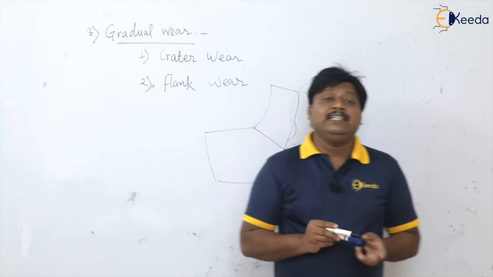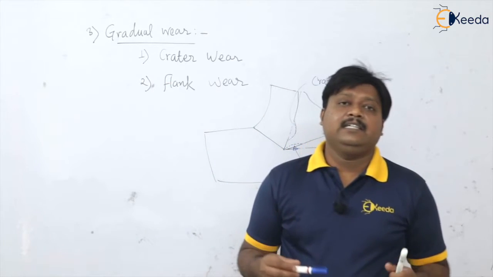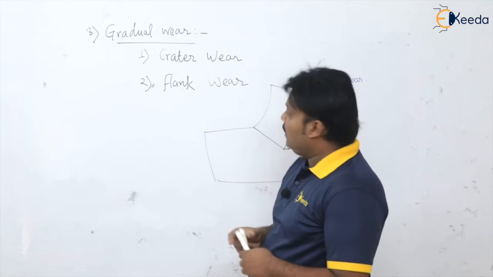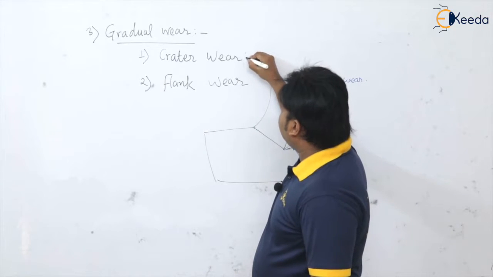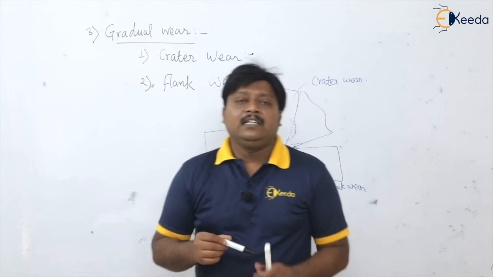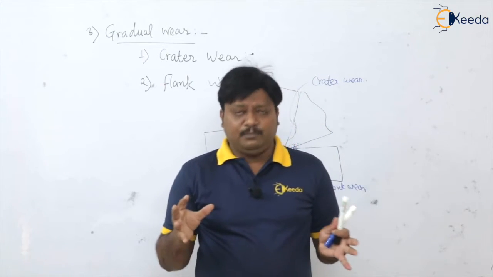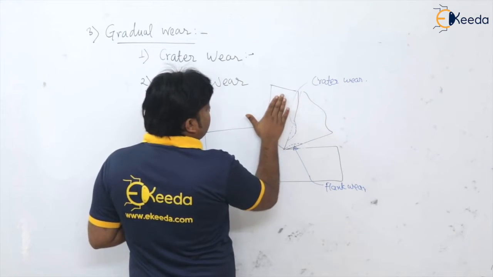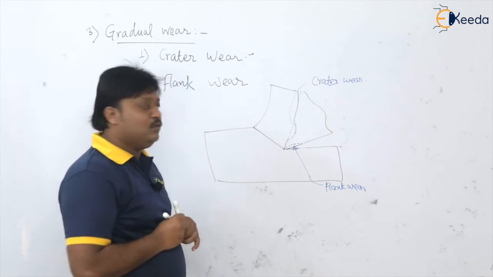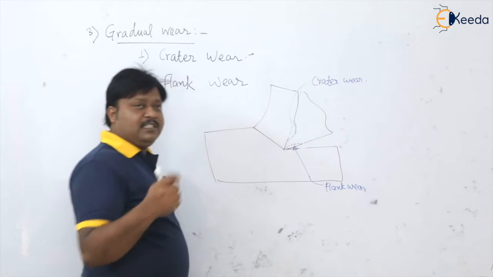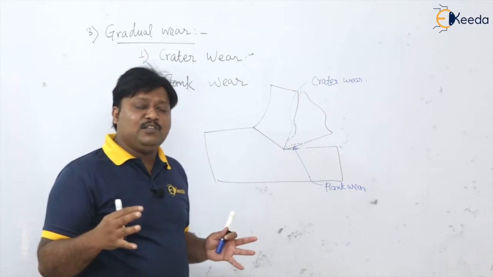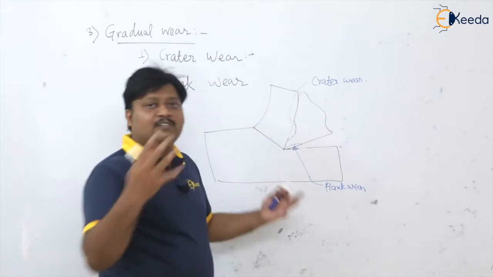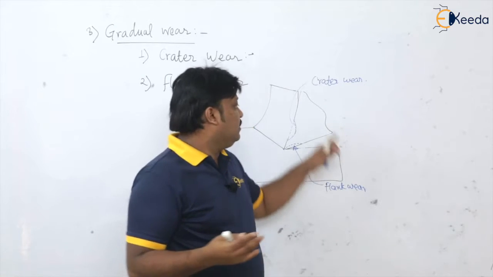Now let us look at the main reasons for the crater wear and the flank wear. Let us talk about the crater wear first. The main reason for this crater wear is the abrasive action of the microchips which are present at the interface of the chip and the rake face of the tool. So for crater wear, the first important reason is the abrasive action of the microchips present at the interface of the tool and chip. It will cause the wear of this tool.